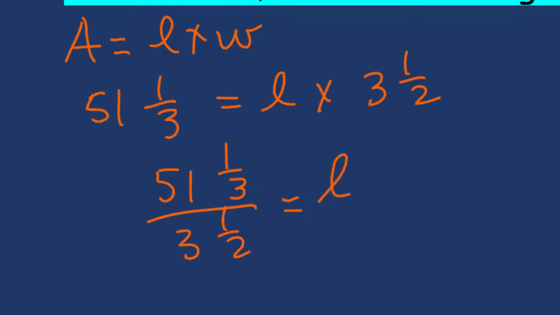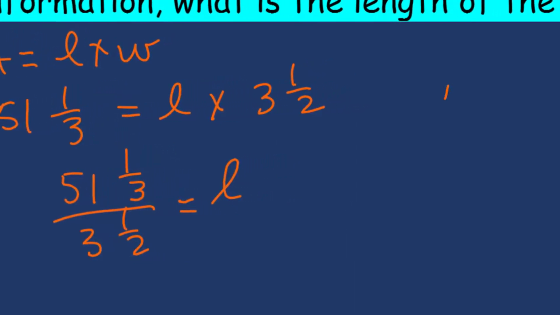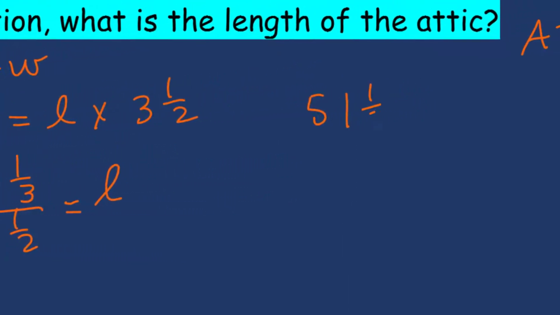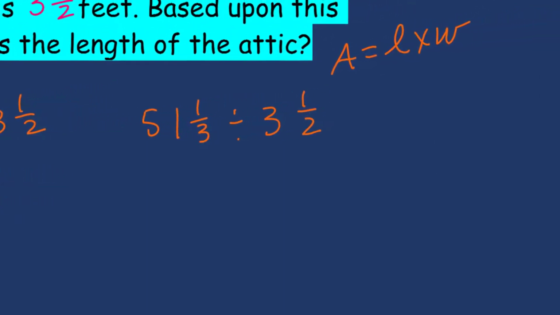3.5. Okay? I say, well, my goodness, Mr. War, how do you do that? We got all these fractions. No worries. We're just going to rewrite our expression. We'll rewrite it here and just put 51 1/3 divided by 3.5. Okay, now we have our expression.